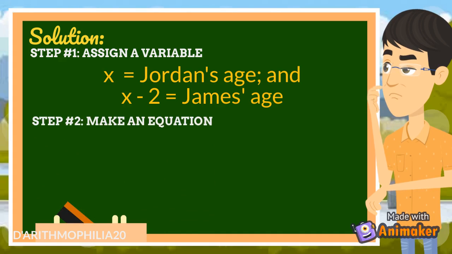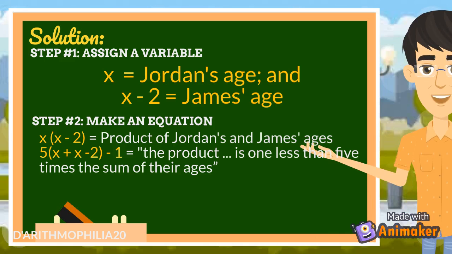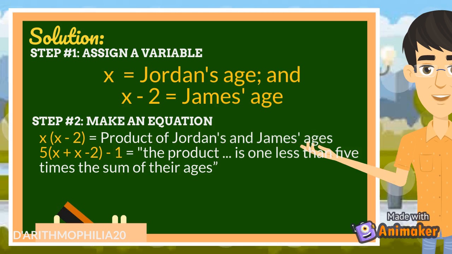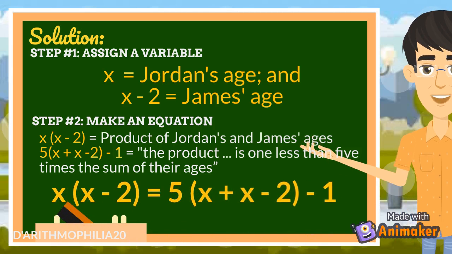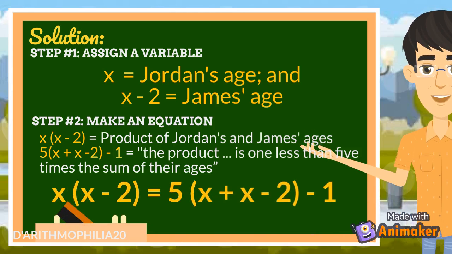First, we have x times the quantity of x minus 2. This represents the product of Jordan's and James' ages. Second, we have 5 times the quantity of x plus x minus 2, minus 1, as a representation of the product of their ages is 1 less than 5 times the sum of their ages. Equating these expressions, we now have x times the quantity of x minus 2 equals 5 times the quantity of x plus x minus 2, minus 1.